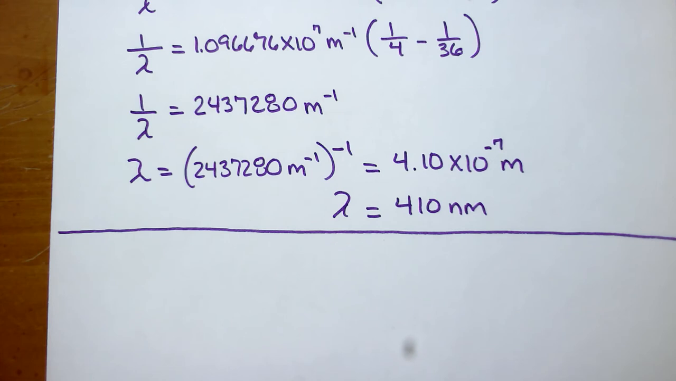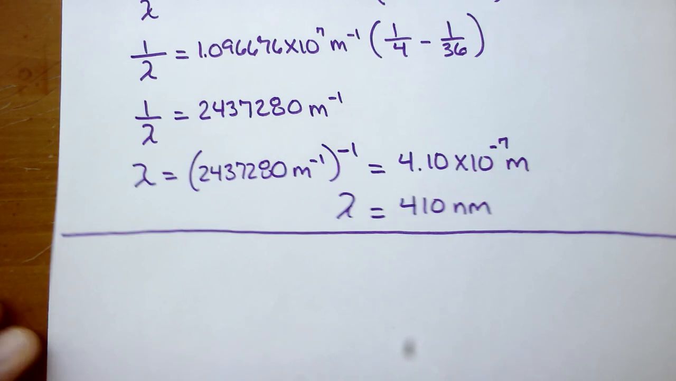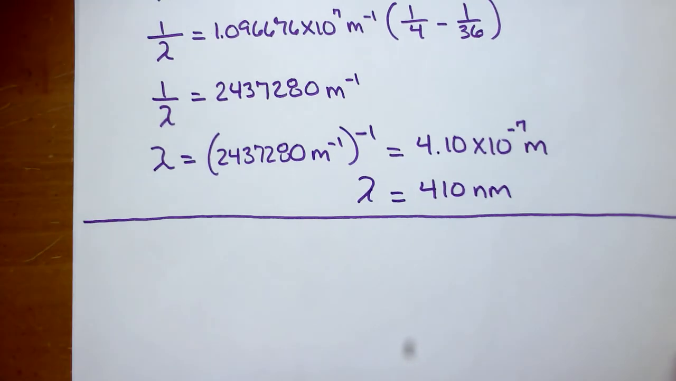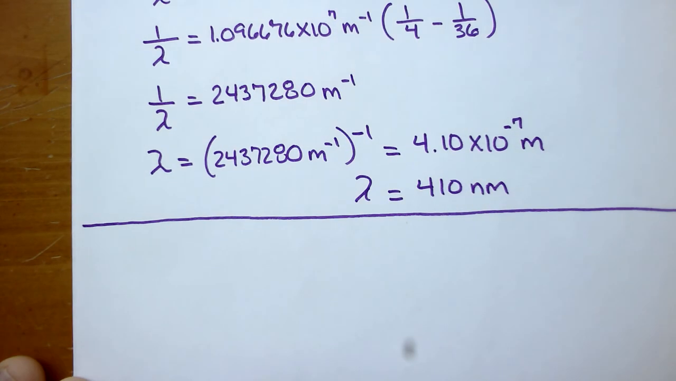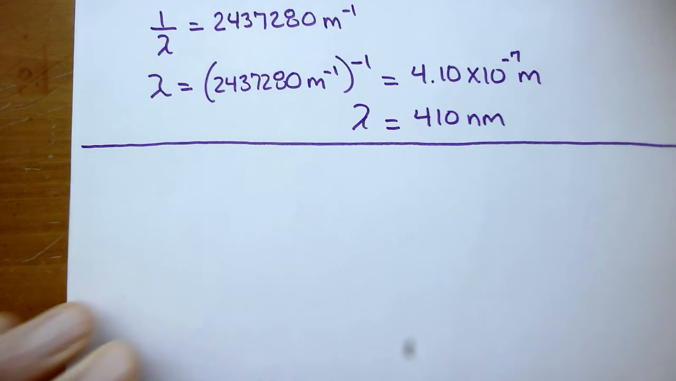But what Bohr did was he stated that what's happening is that electrons exist in these energy levels. And it's the drop from one energy level to another that gives you the energy that is related to the wavelength.